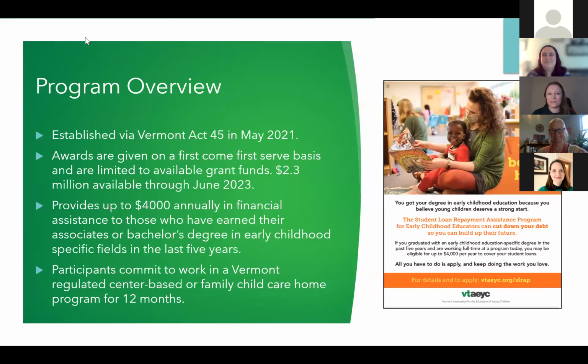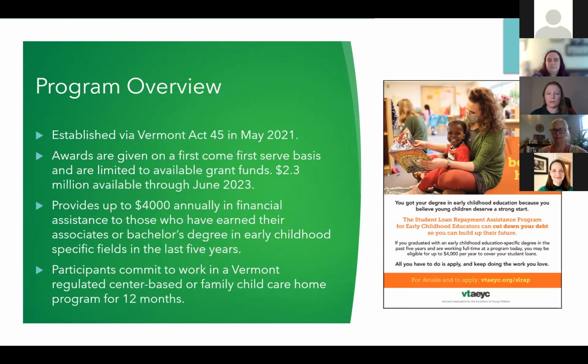Okay, so just a quick overview of this program. This actually was established in state statute in Act 45, and that passed in May of 2021. And we're very excited to be launching it in May of 2022. So awards are given on a first come, first serve basis, and they are limited to available grant funds, but we are launching with $2.3 million available through June 2023. So we're very excited that this is a sizable program that should be able to help quite a few early childhood educators. So what does it actually do?